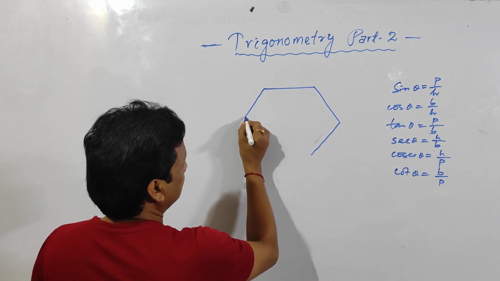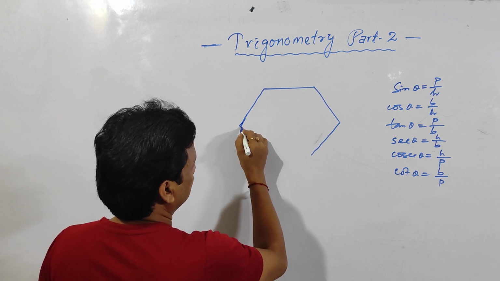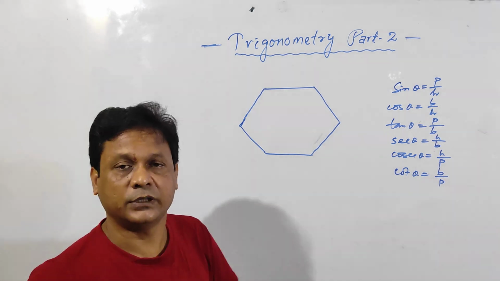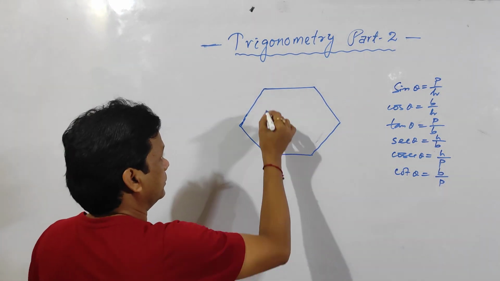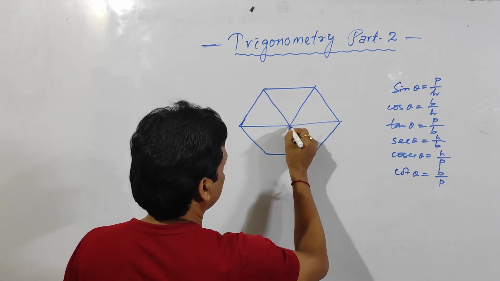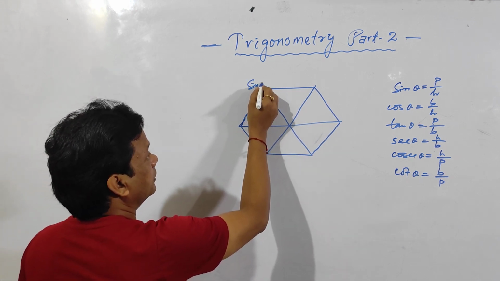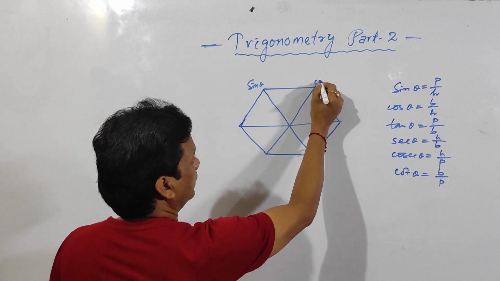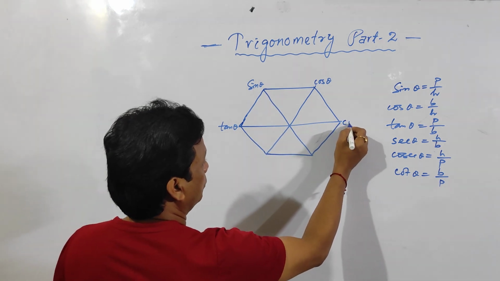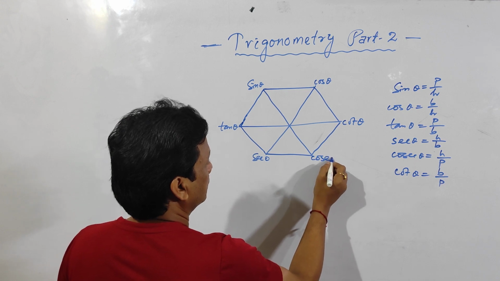A regular hexagon means the angles and the sides will remain the same. All the 6 sides and all the 6 angles are the same. And now join the diagonals, that means opposite vertices. Clear? Then write here sin theta, and write the complementary function cos theta, and here tan theta, and the complementary function is cot theta, and here sec theta, and here cosec theta.